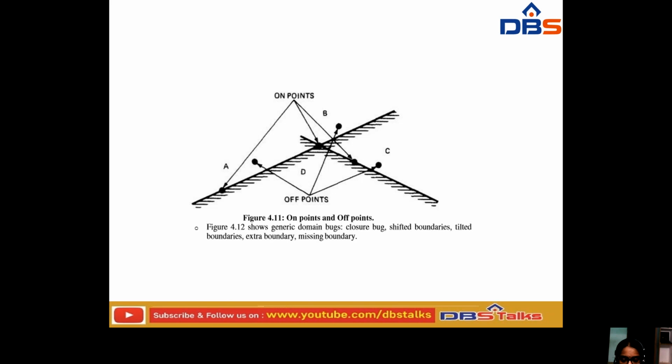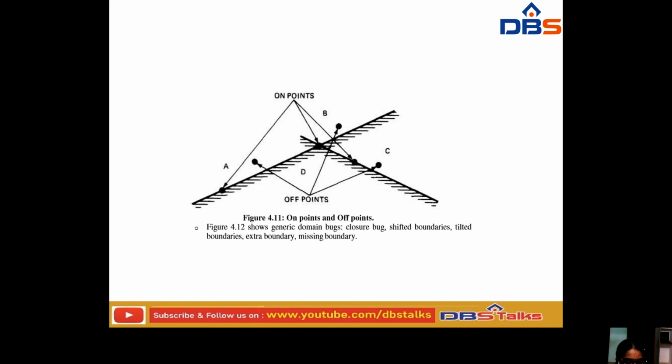So, the on points and off points. If you observe the domain, the points which lie on the boundaries, and in between the boundaries, that is the extreme point, we can say it as on points. Okay. And next, the points which are not on the boundaries, which are not staying on the boundaries, we can say it as off points.